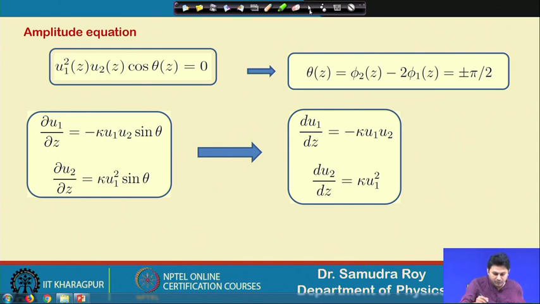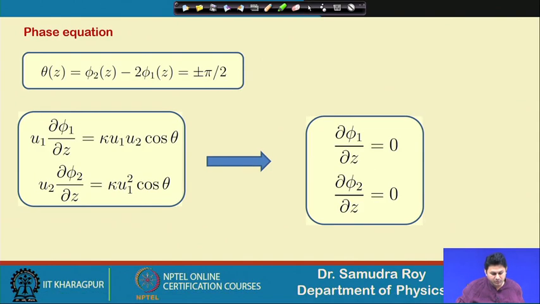Now, we will try to find the phase equation. One can derive the phase equation, and this phase equation we already derived in the last class. In the phase equation, if I put the condition theta equal to pi by 2, then we find that in both cases the phases, del phi 1 and del phi 2, remain conserved.